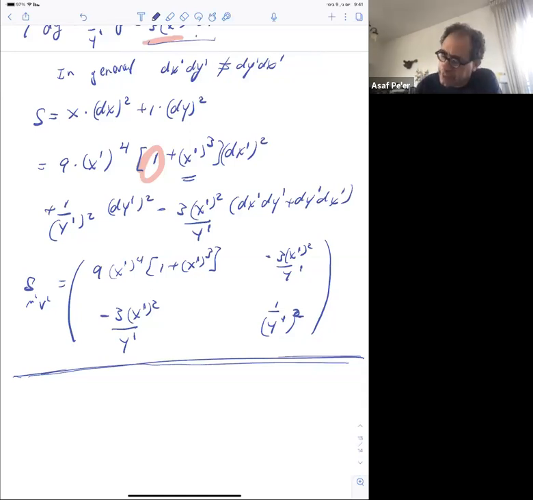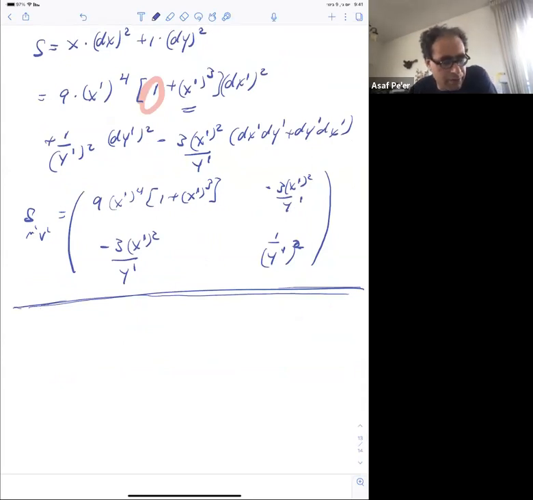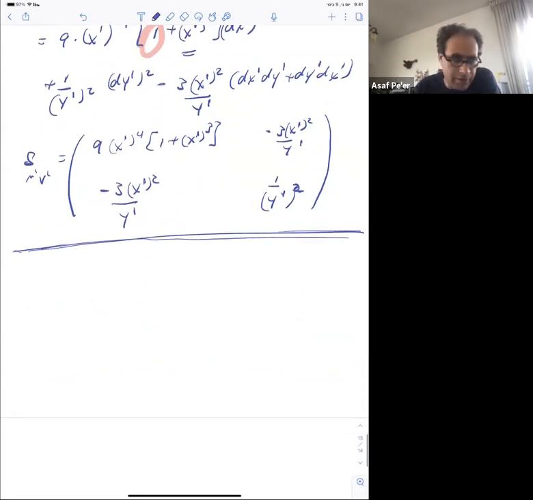So let's look at the metric. The first thing we do is technically called volume elements in curved space-time and tensor densities.